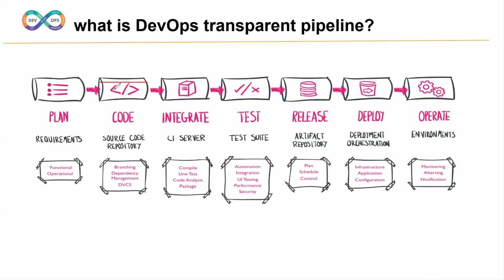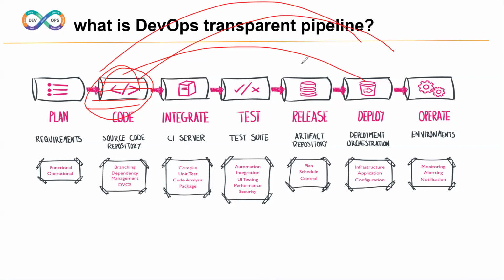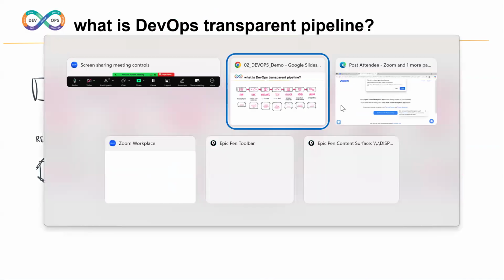While implementing, whatever lines of code are written by the developer, we are going to deliver into the production environment within the shortest time, with high quality, with low cost, with low failure rate. That is exactly our DevOps transparent pipeline.